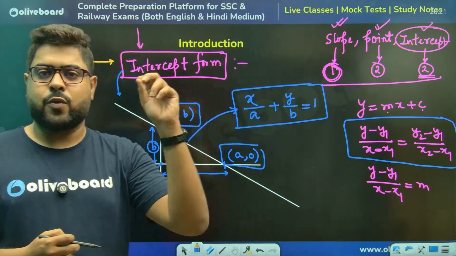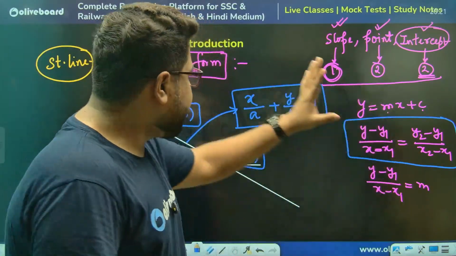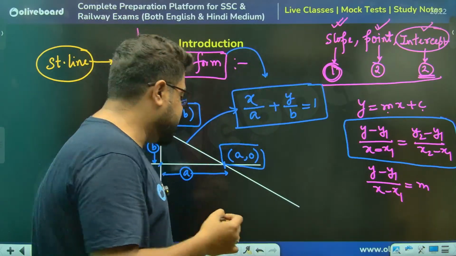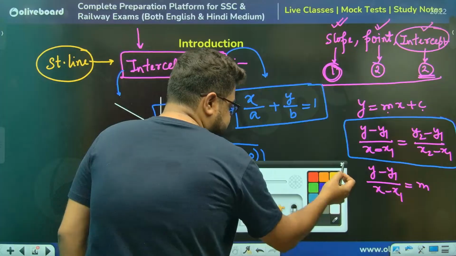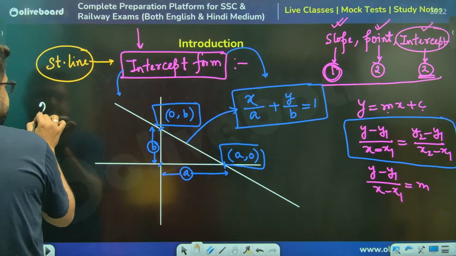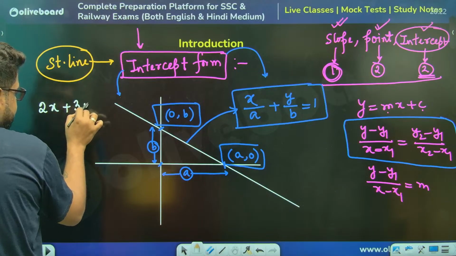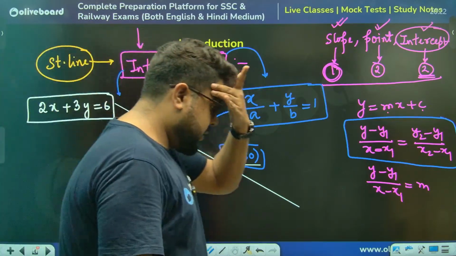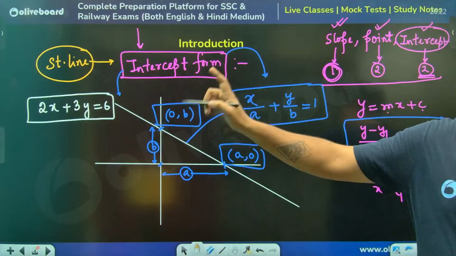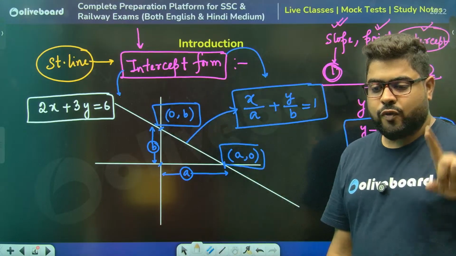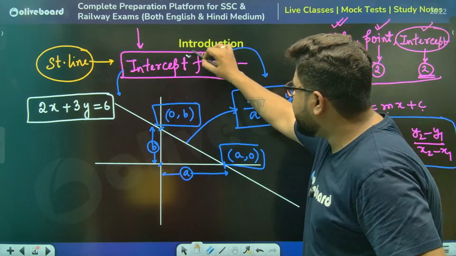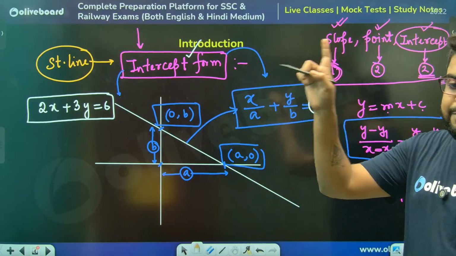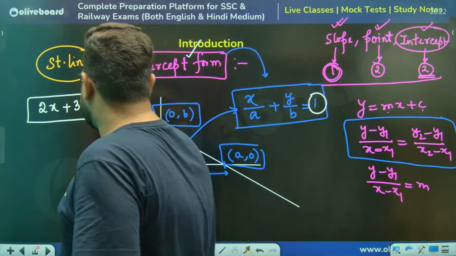Now please understand what we will do with any equation that has been given to you. Let's say it has been given to you as 2x plus 3y equal to 6, because most of the time the equation will be given in this format. First things first, in intercept form the right hand side must always be 1. Keep that in mind. So this 6 cannot be there.